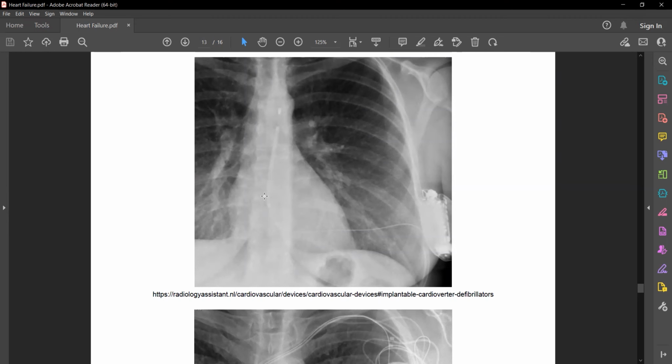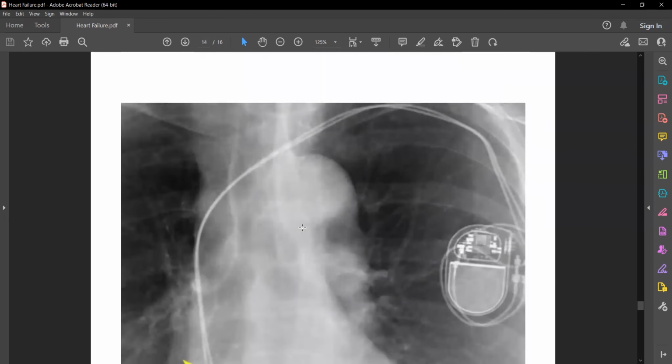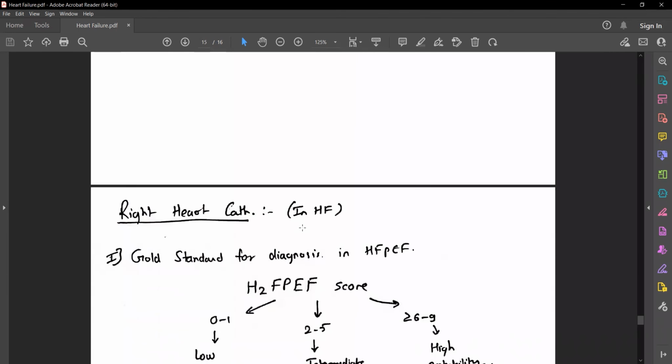Then this is something that you can also see sometimes. It's a subcutaneous ICD, in which on the X-ray you will not see the leads actually inside the heart, but this is in the subcutaneous tissue. It can detect and shock the patient if they go into VTach, VFib. So this is a subcutaneous ICD. You will not see any coils. So these are the devices for heart failure.